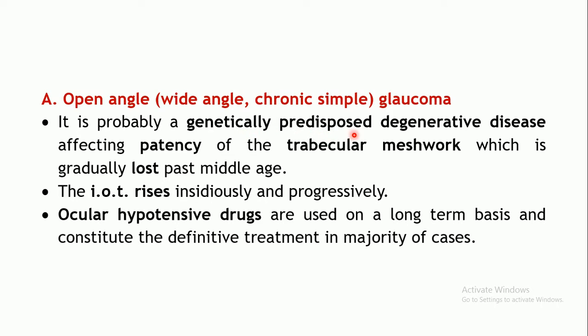Usually this is a genetically predisposed degenerative disease which affects the patency of the trabecular meshwork, through which most of the aqueous humor is drained out. Patent means to keep it open. So this patency of the trabecular meshwork is lost progressively with age, as a result of which there is a rise in the intraocular tension.